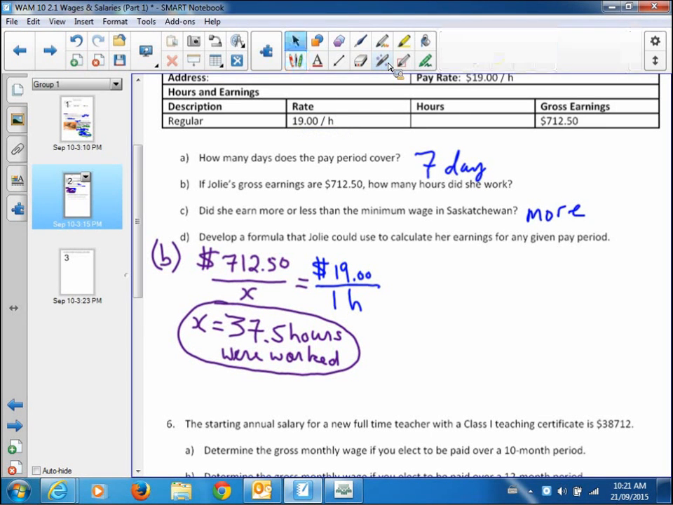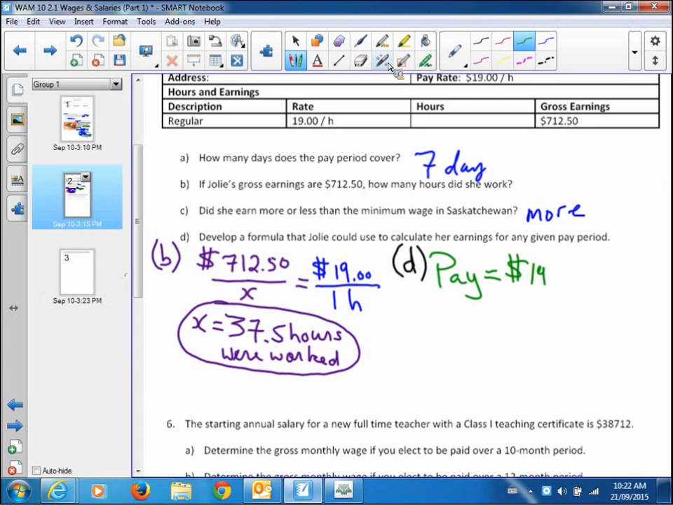Make a formula for B. Make a formula that you can use to calculate your earnings for any pay period. The pay is always going to be whatever hours you have multiplied by the $19 an hour. If you want to make a general formula, it's going to be $19 per hour, I'm going to put that in brackets there, times your time, time in hours.